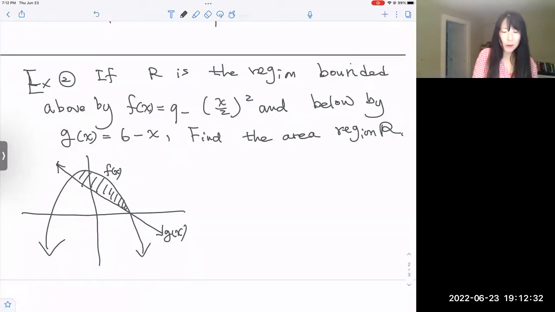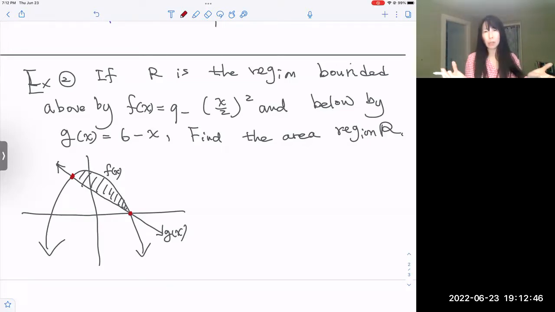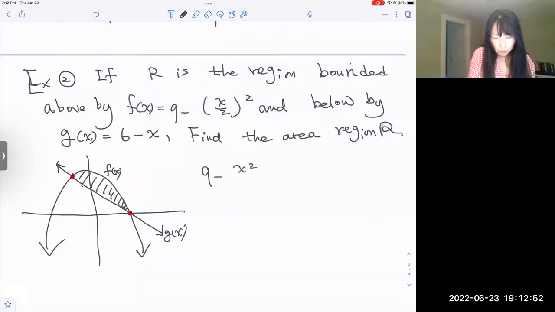So we want to find the intersecting point here, right? From the algebra course, to find an intersecting point, we set two equations equal to each other. So we're going to do that. 9 minus x squared over 4 equal to 6 minus x. Now solve for x.